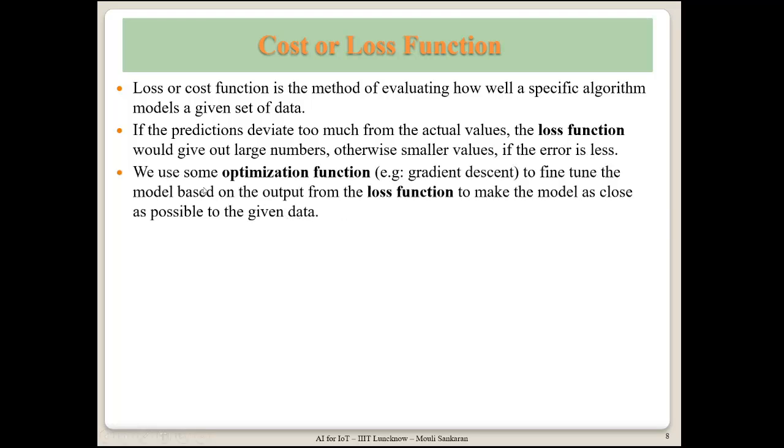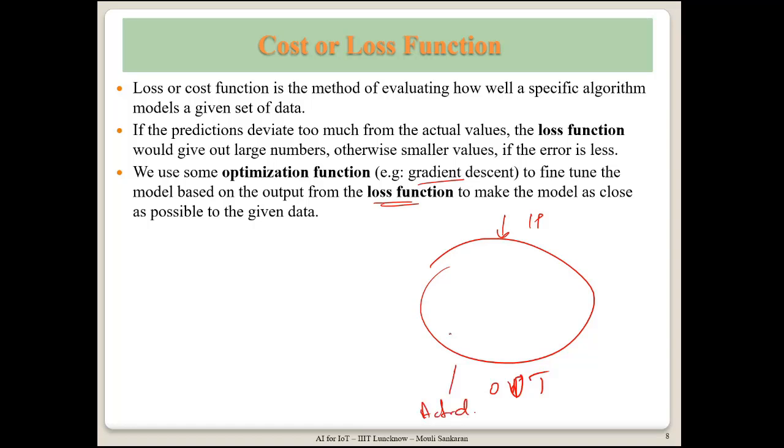So we use some optimization. Basically, training a model is an optimization activity. We use gradient descent, I will talk about it, to fine tune the model based on the output from the loss function. So we evaluate the model based on the loss function output, what it is giving based on the current state of the model. We give input and then we take output, and we see the actual output also that we have for this input, and we train it.